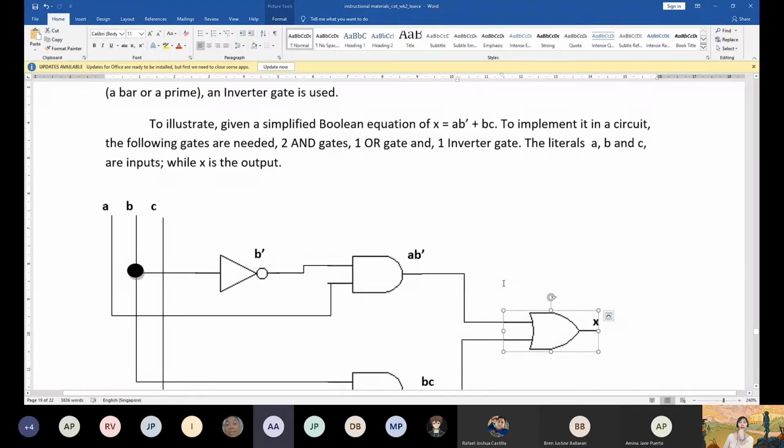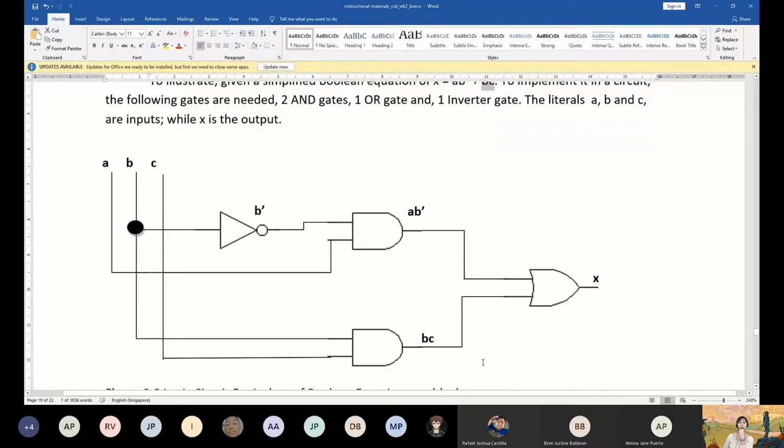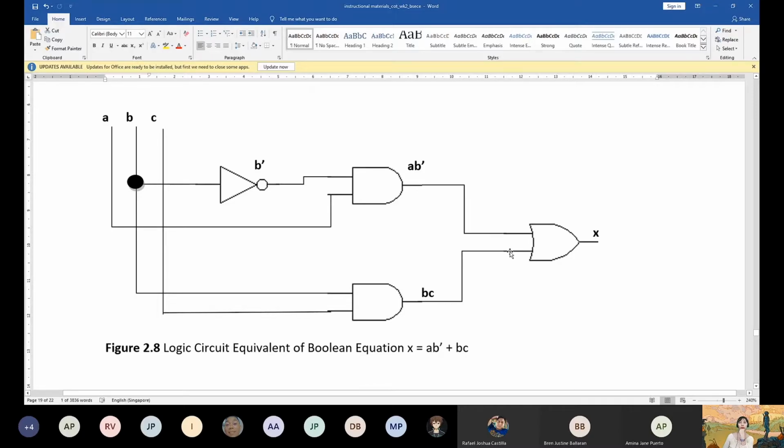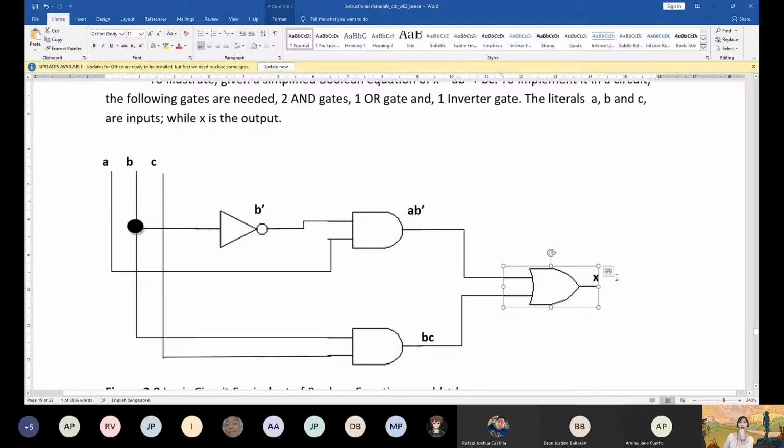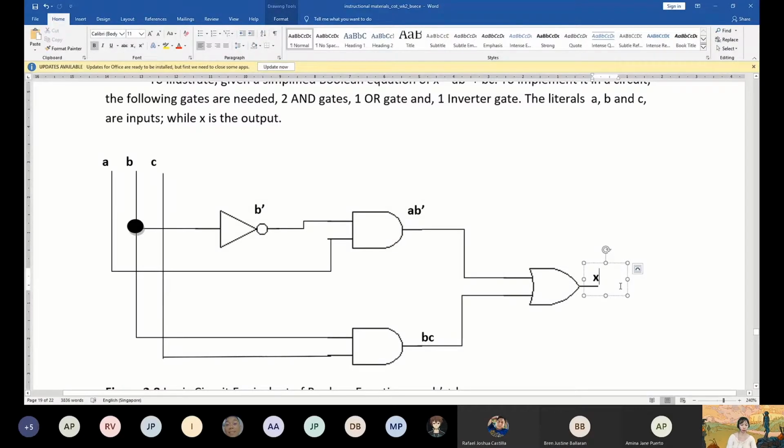OR gate is 7432. So the output of AB prime, you connect it to one input, and connect the BC output to the other OR gate input. After that, this will be your X. So your X is now equal to AB prime plus BC. Okay, question?